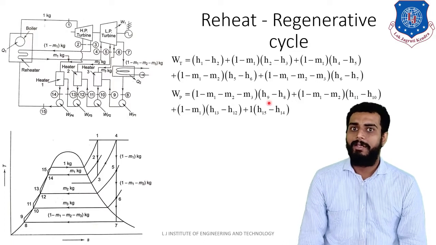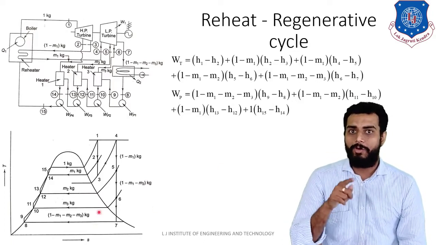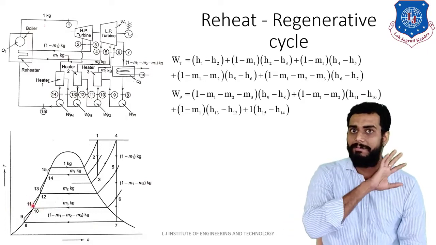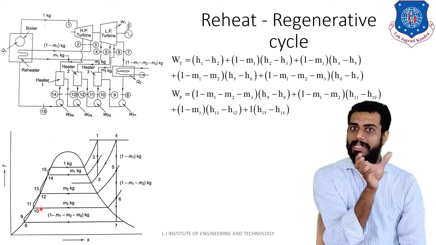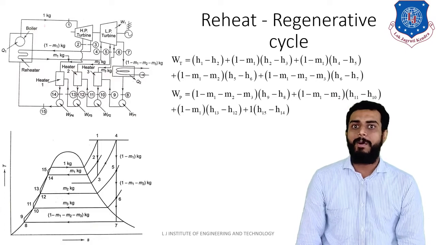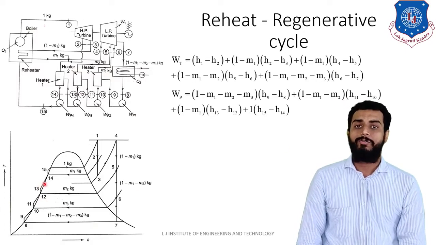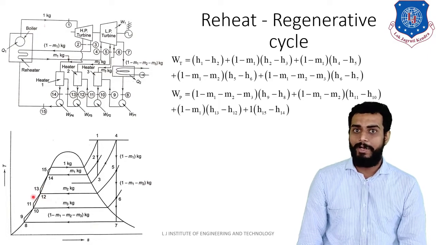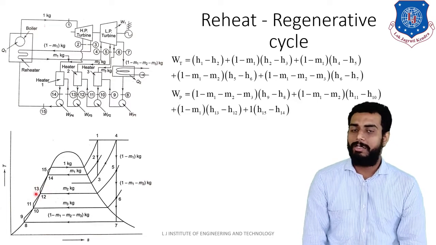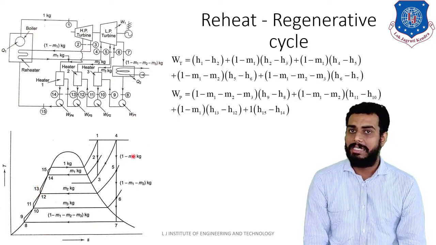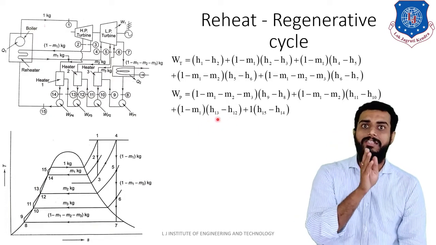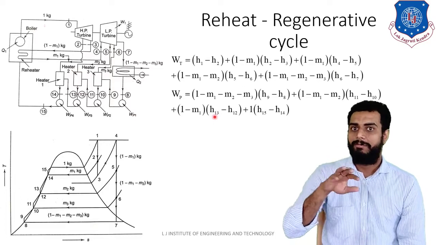Further, what will happen? Next pump, that is from 10 to 11. From 10 to 11, how much mass will be there? 1 minus m1 minus m2. So for 1 minus m1 minus m2, the enthalpy difference will be h11 minus h10. Clear? Further, for the next pump, that is pump number 3, we have exit points 12 and 13. For 12 and 13, how much mass will be there? The mass will be 1 minus m1 kg. So for 1 minus m1 kg, what is the enthalpy difference? h13 minus h12.